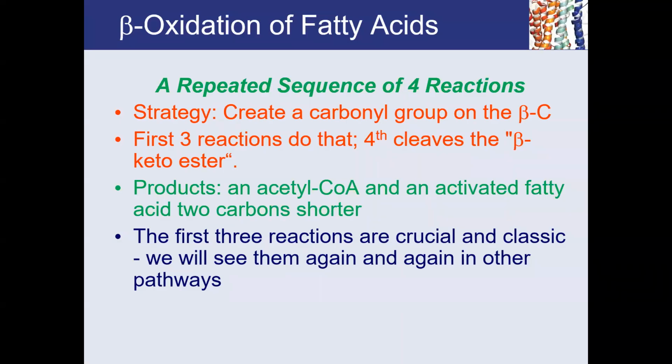Anyway, let's talk about beta oxidation. It turns out that beta oxidation is a repeated sequence of 4 reactions.